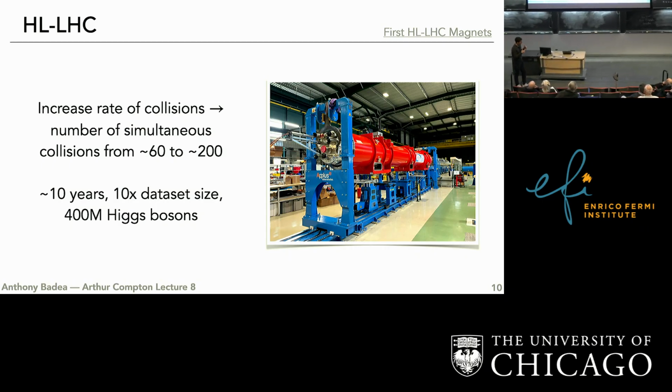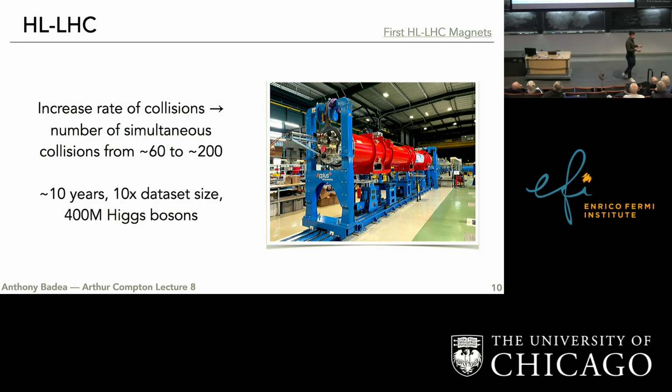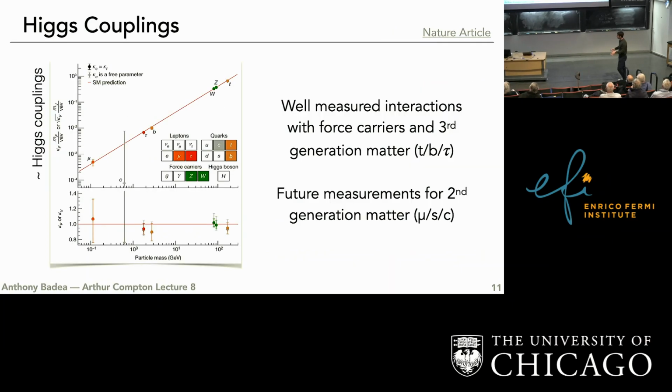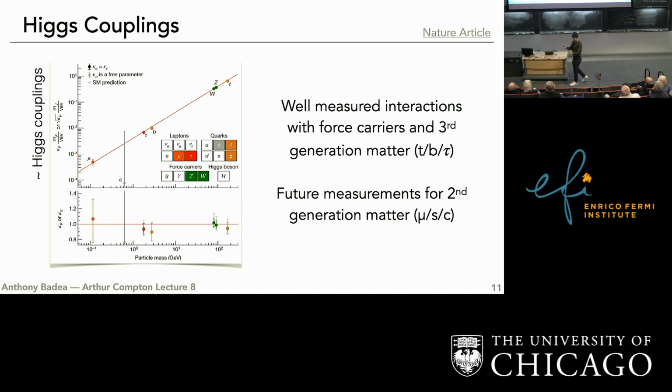And from that, we'll run for 10 years, roughly. We'll get 10 times the data set size. And one good figure of merit is we'll get around 400 million Higgs bosons. You can think of that as the first direction, measuring things very precisely. This is a plot I've shown you in passing, but it's one of the flagship plots that people will show. It's the different particle masses along the x-axis and the coupling to the Higgs boson along the y-axis, and because the Higgs is what's giving everything mass, it's interesting to measure their coupling.